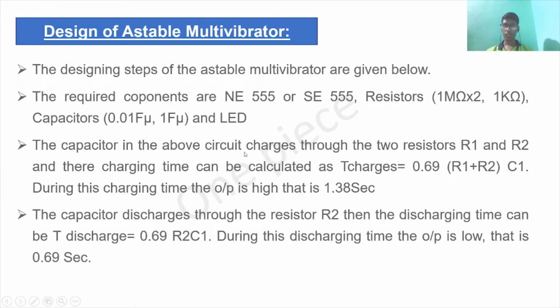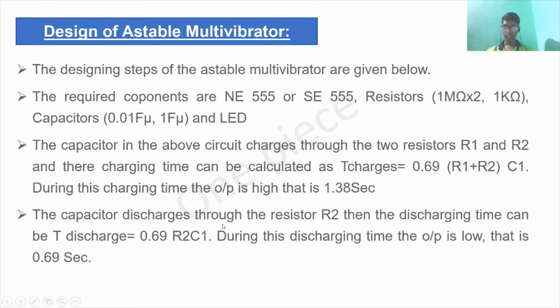The capacitor in the above circuit charges through the two resistors R1 and R2, and the charging time can be calculated using T charge equals 0.69 times (R1 plus R2) times C1. During this charging time, the output is high, which is 1.38 seconds. So as we can see, this is the formula to calculate T charge: 0.69 (R1 plus R2) C1.